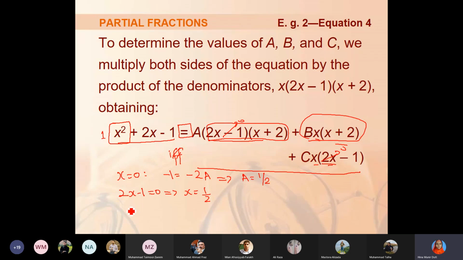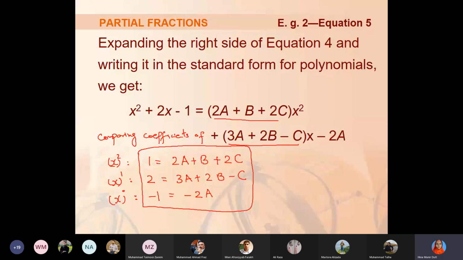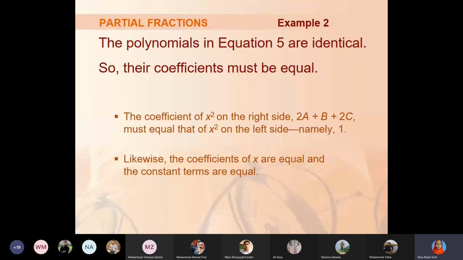And then you have to put x plus 2 equal to 0. That is, x is equal to minus 2. Minus 2 over here. This is 0. This is 0. And you will determine the value of c. Okay, this is your shortcut method. You can use this as well. Got it? Any question related to this?